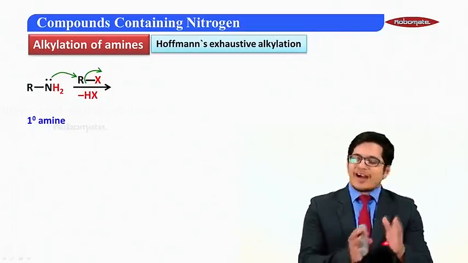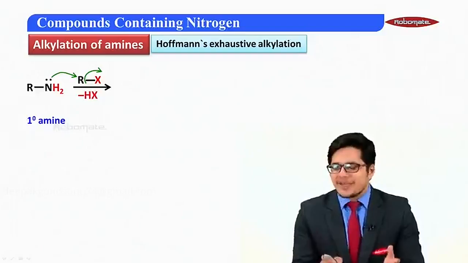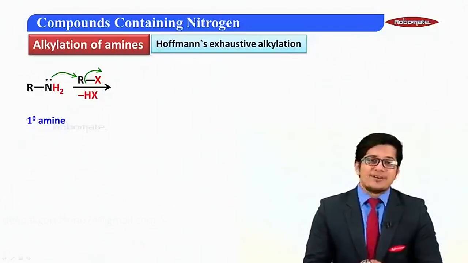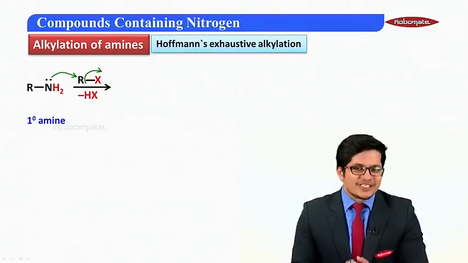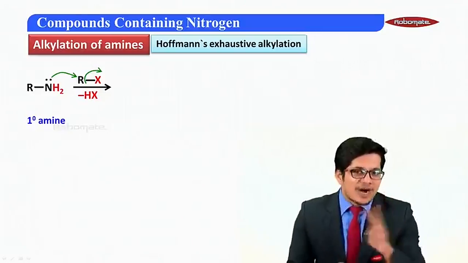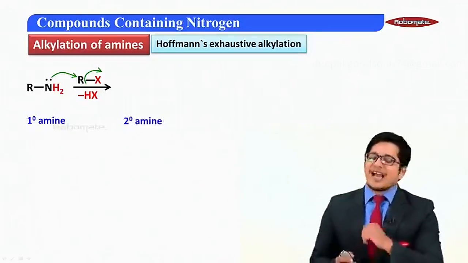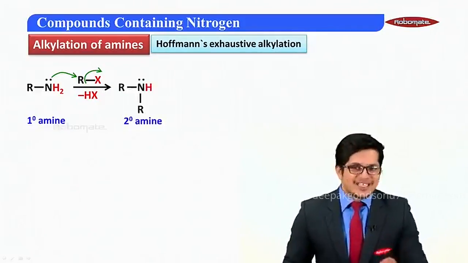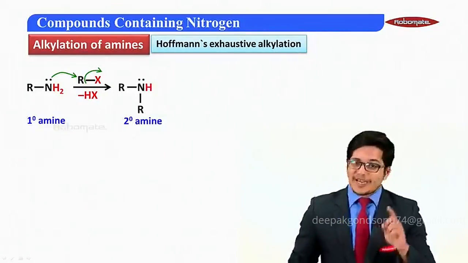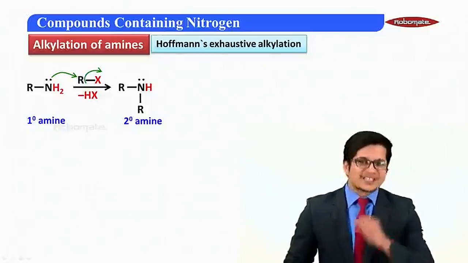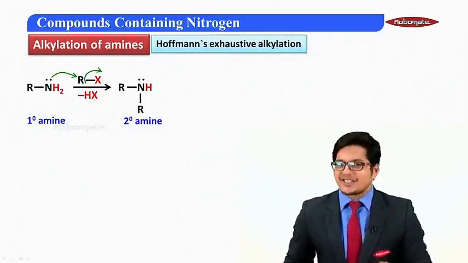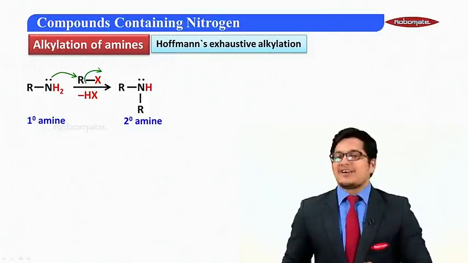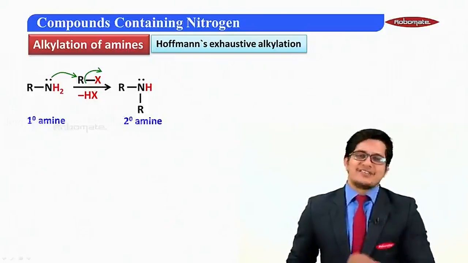And now, after this, what are we left with? We are left with a compound in which nitrogen is attached to two R groups. That means we have a secondary amine. And now, in this, have we introduced one alkyl group? Yes, we have. And therefore, the reaction would be rightly called an alkylation reaction.